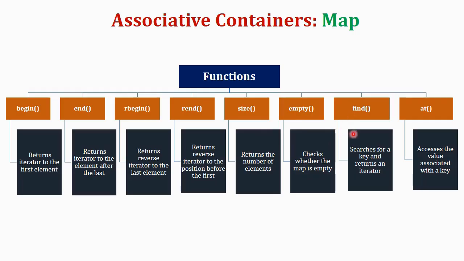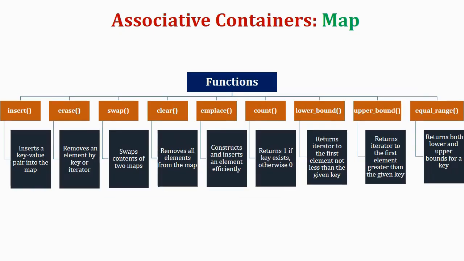And the next one is find. It searches for the key and returns the iterator. And the next one is at. It accesses the value associated with the key. And insert. It will insert the key value pair into the map. And the next one is erase. It will remove the element by key or iterator. Swap. It will swap the content of 2 maps. And the next one is clear. It will remove all the elements from the map.